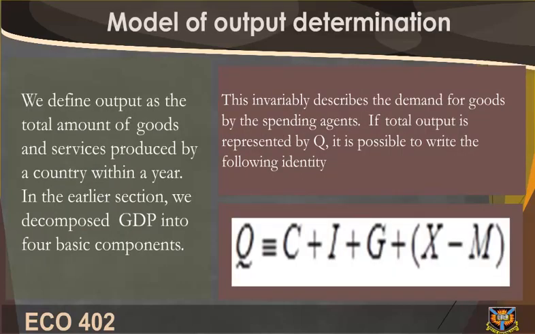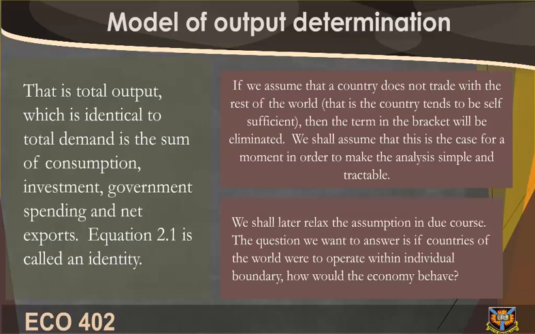Model of output determination. We define output as the total amount of goods and services produced by a country within a year. In the earlier section, we decomposed GDP into 4 basic components. This invariably describes the demand for goods by the spending agents. If total output is represented by Q, it is possible to write the following identity. That is, total output, which is identical to total demand, is the sum of consumption, investment, government spending, and net exports. Equation 2.1 is called an identity.